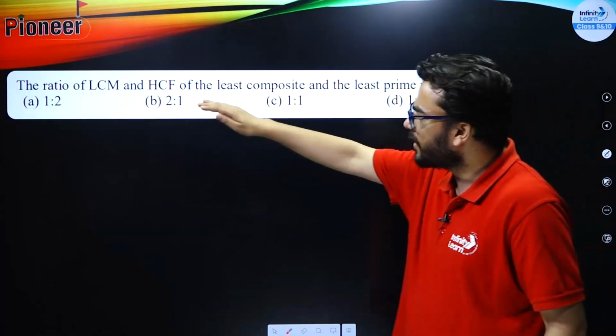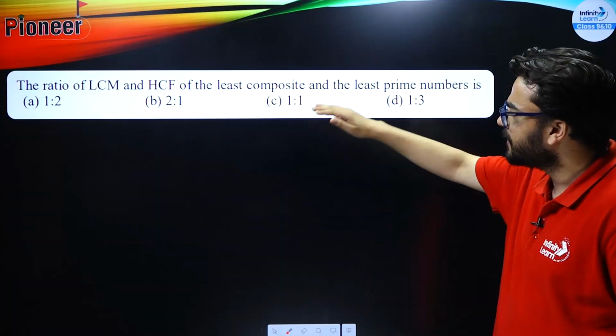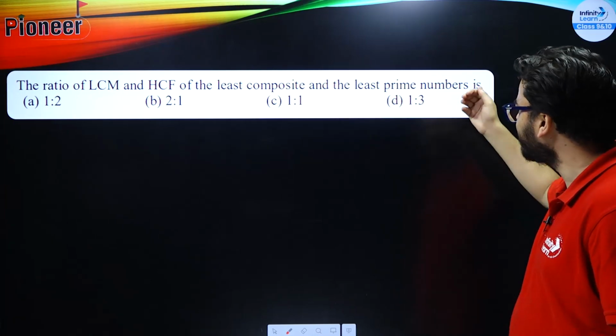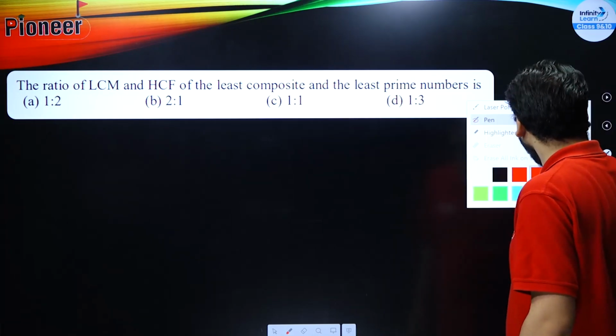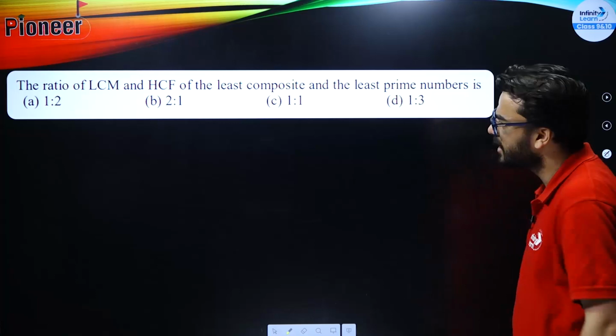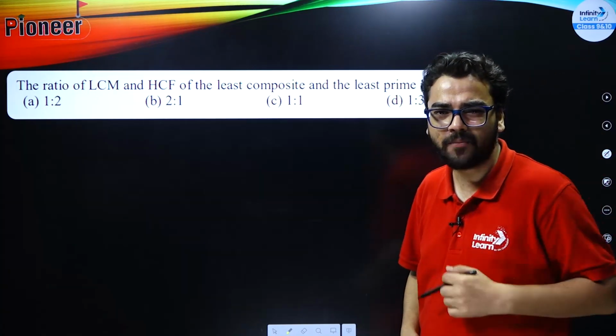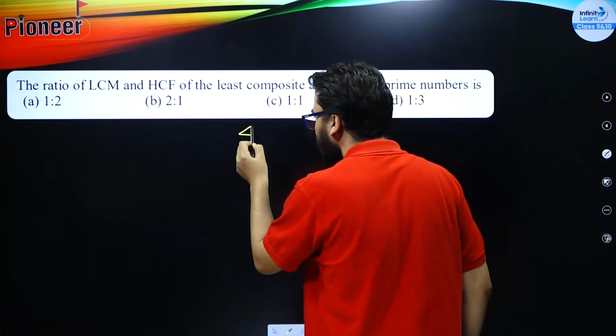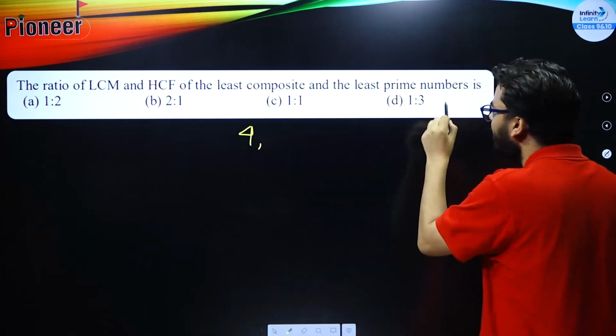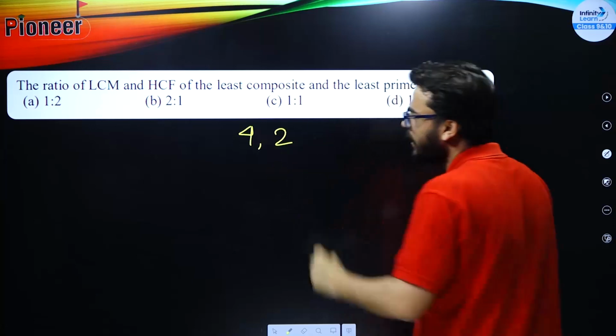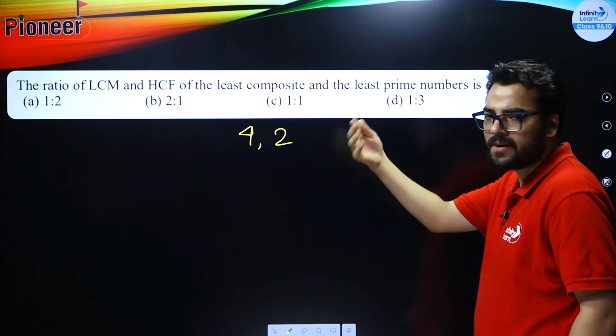So you have to find the ratio of LCM and HCF of the least composite and the least prime number. What is the least composite number? That is 4. Least composite number is 4 and the least prime number is 2. Then you have to find the ratio of LCM and HCF.